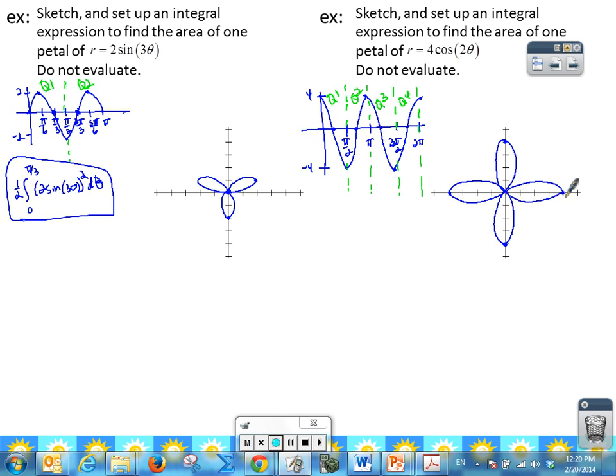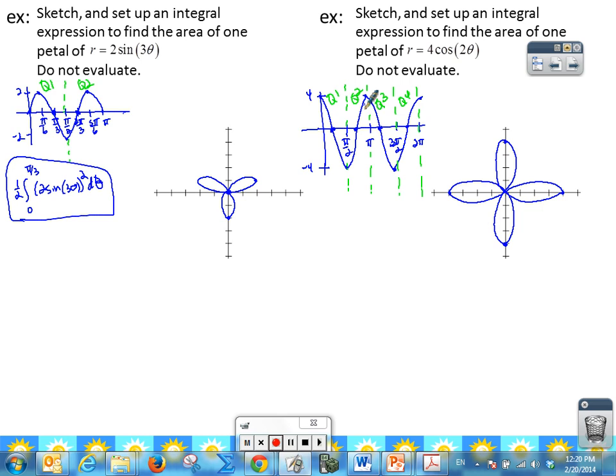Now, if we look at these zeros right here, they still tell me the start and stop of the petals, right? This one is a half petal and this one is a half. If I wanted to do the area of this particular petal, I would need to push it back to negative pi over 4. Okay?